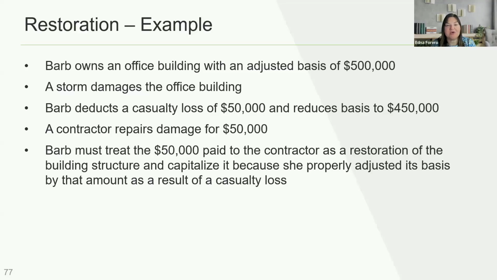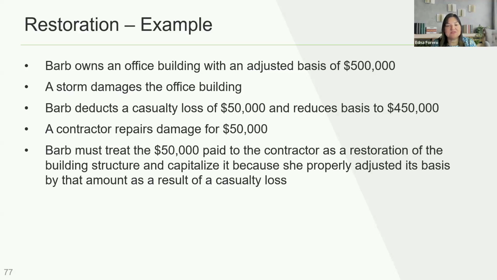So here's an example. Barb owns an office building with an adjusted basis of $500,000. A storm damages the office building. She deducts a casualty loss of $50,000 and reduces the basis. So she bought it for $500,000. She had a loss of $50,000. She reduces it. A contractor repairs the damage. She has to treat that $50,000 paid to the contractor as a restoration of the building. And she must capitalize the cost of it because she adjusted the basis prior to that. All right, so prior to making the repair, she reduced her basis to $450,000.